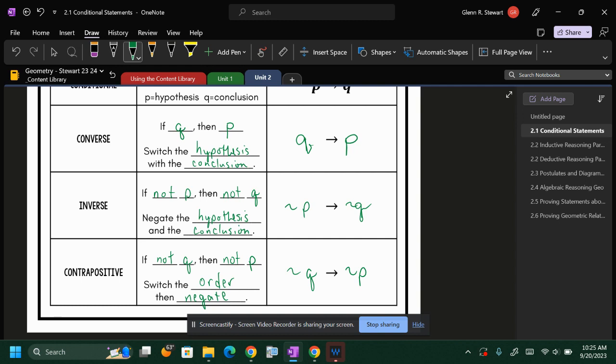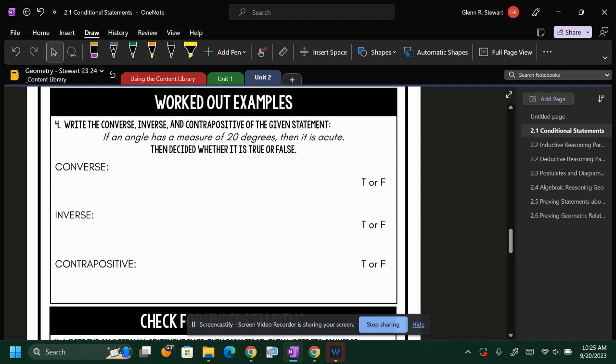So let's take a look at some of these and how we can use them with a worked out example. And then we're going to determine whether or not that example is true or false. Follow along with me on this one, and then I'll let you do one on your own to check for understanding. First, we've got our statement. If an angle has a measure of 20 degrees, then it is acute. So now we're going to switch our Q and our P. If an angle is acute, then it has a measure of 20 degrees. In that case, that's false because if it's acute, it doesn't have to be 20 degrees.